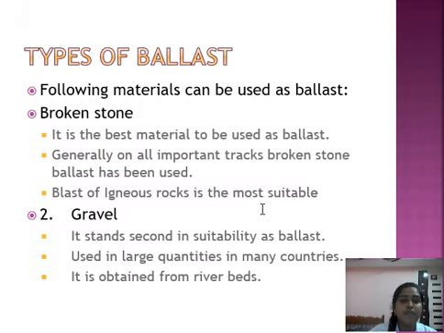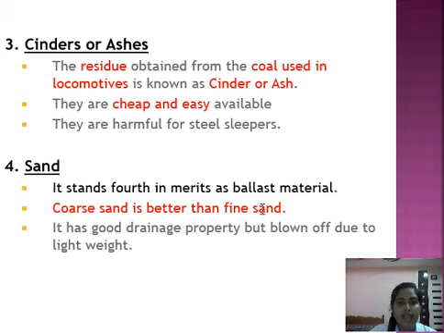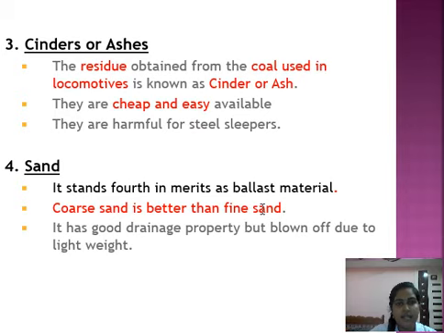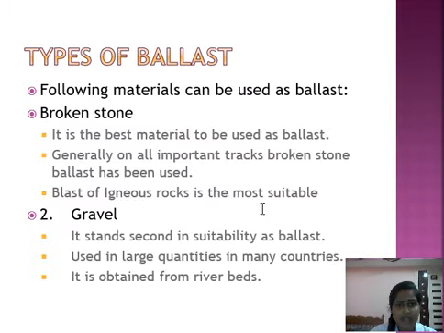What are the types of ballast? The following materials can be used as ballast: broken stone, gravel, cinders or ashes, sand, brick ballast, and kankar. Let's see one by one. The first one is broken stone. It is the best material to be used as ballast. This broken stone is mostly used on all important tracks. This is the ballast of igneous rock.